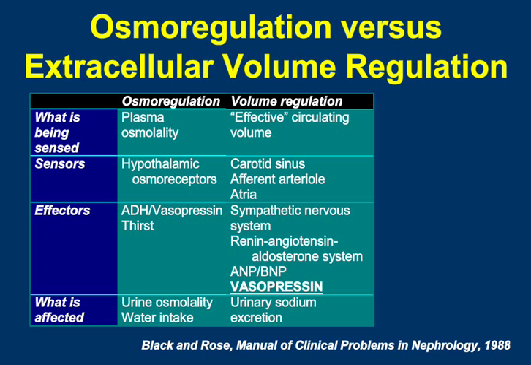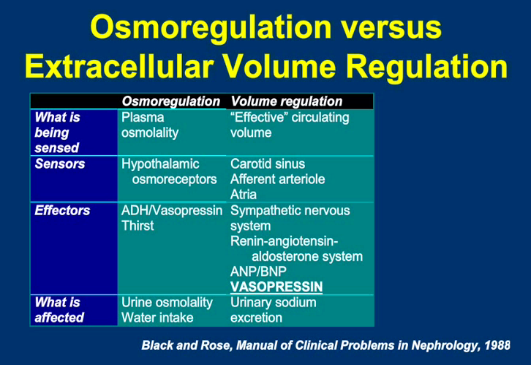The other key physiological principle that I've stolen from one of Bud Rose's textbooks many years ago, and I think is helpful but maybe a little bit simplistic, is to remember that there are two different phenomena that are intertwined in hyponatremia and in sodium disorders. One is osmoregulation, whereas the other is extracellular volume regulation. So here in osmoregulation, we're sensing plasma osmolality. Here in volume regulation, we're sensing what used to be called effective circulating volume, but now is more effectively called effective arterial circulating volume.